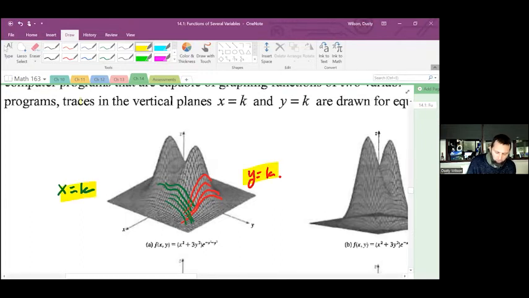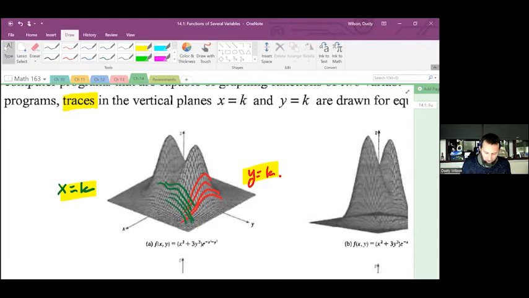These lines are examples of what we call traces. So you can imagine you set y equals k and you figure out what the curve is, like what the line is, like we talked about back in chapter 13 with the space curve. So it's the equation of those space curves. And so you graph a whole bunch of those space curves and the web of them forms the surface. Let's look at another example.